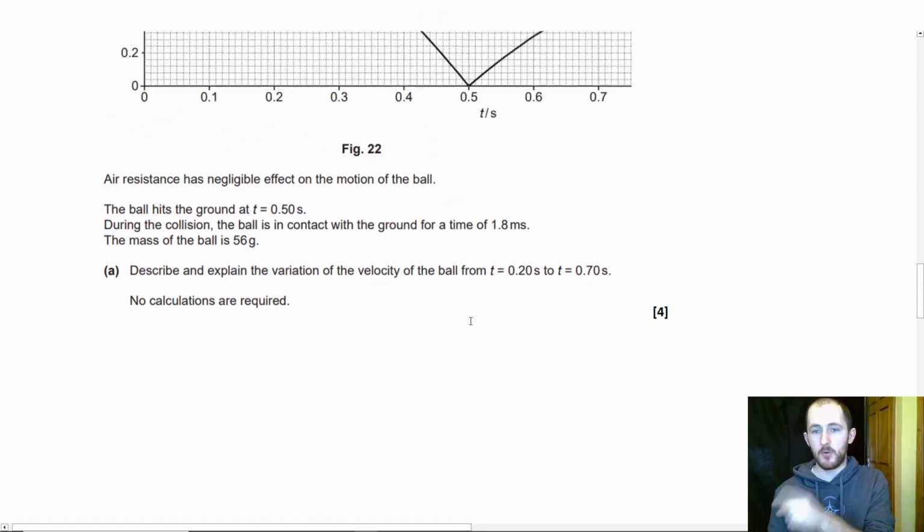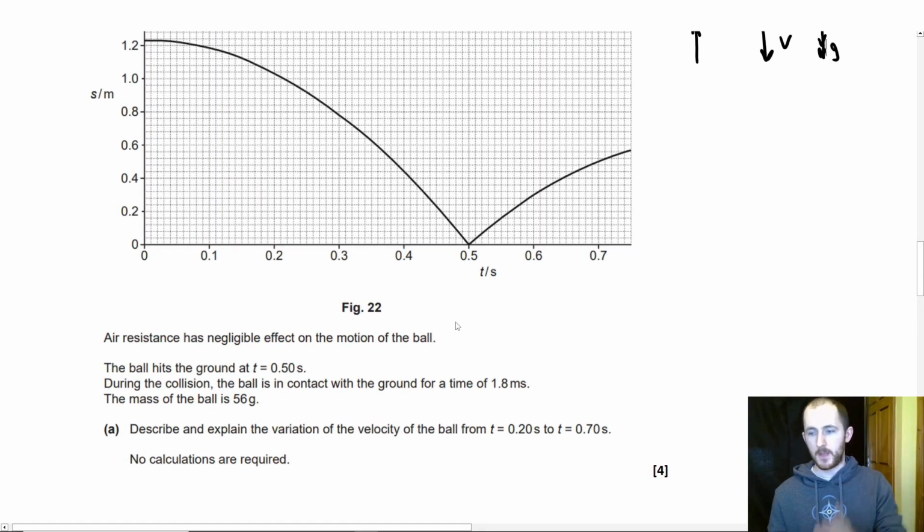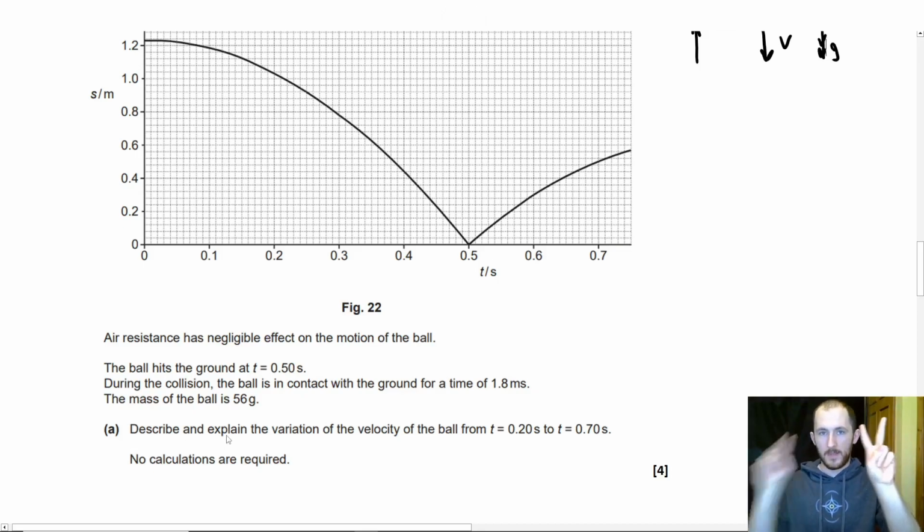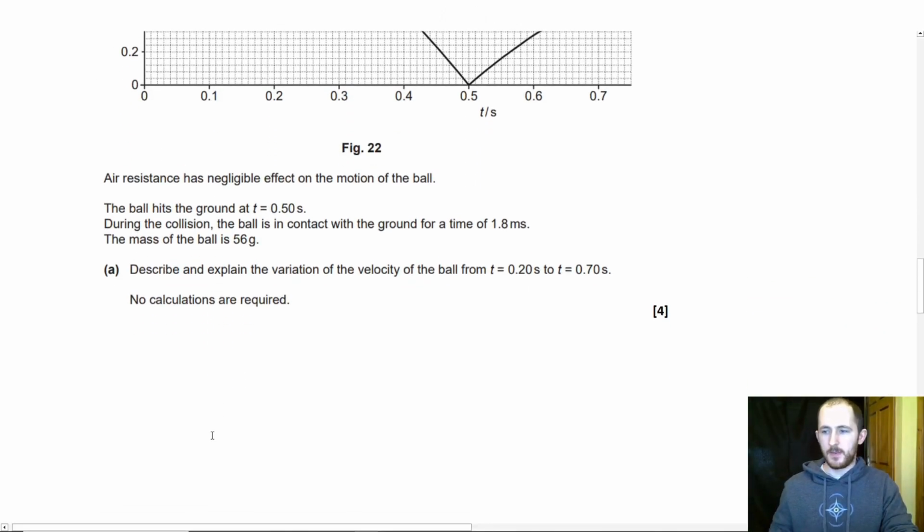Okay, this is really important, the 4 mark bit. So, here's what we need to do. Describe and explain means we need 2 describe points with 2 relevant explanations, right? So what I'm going to do here is put a star for each describe point, and then we need to explain each point, okay?